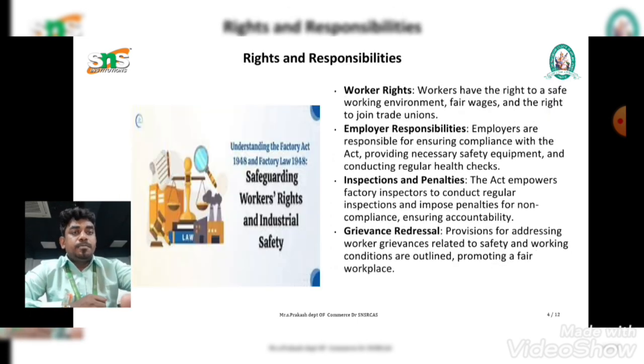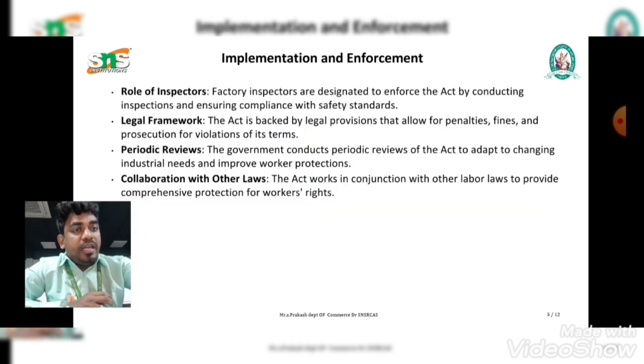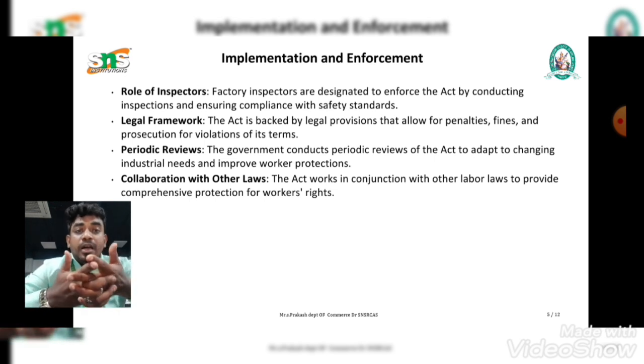So the next, the rights and responsibilities. The first, workers' rights, employee responsibilities, inspector penalties and grievance redressal. These are the main rights and responsibilities in the company, and everything is included in the Factories Act 1948. There should be implementation and enforcement, the role of inspectors and legal frameworks in the companies, periodic reviews every month or every year, and collaboration with other laws such as the Companies Act.